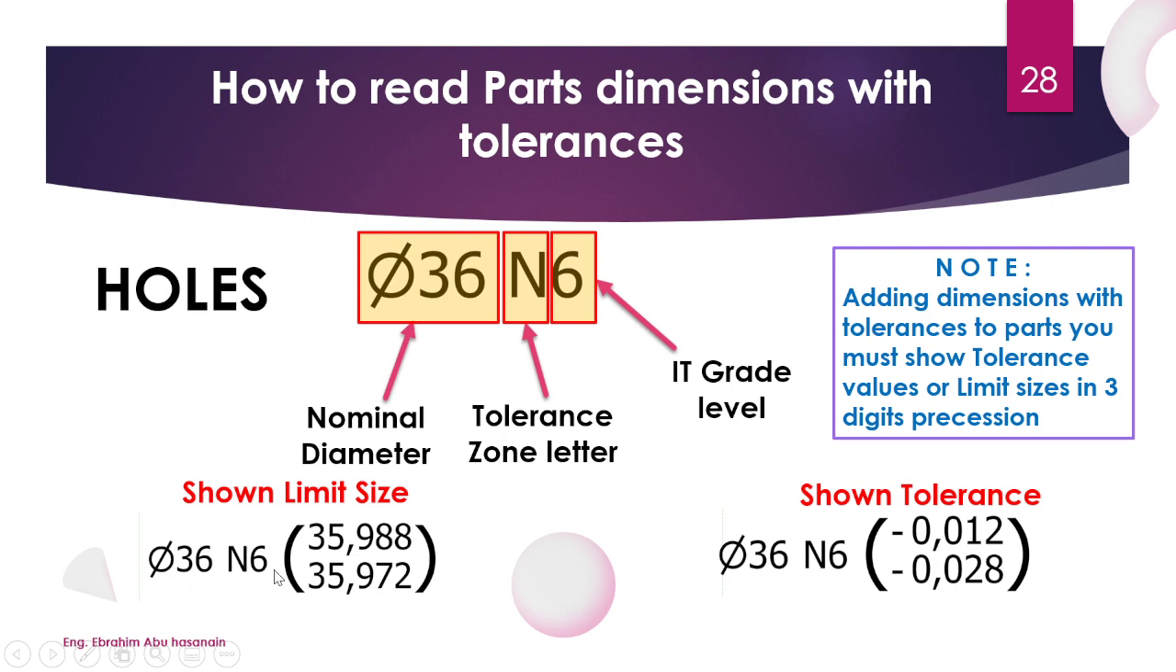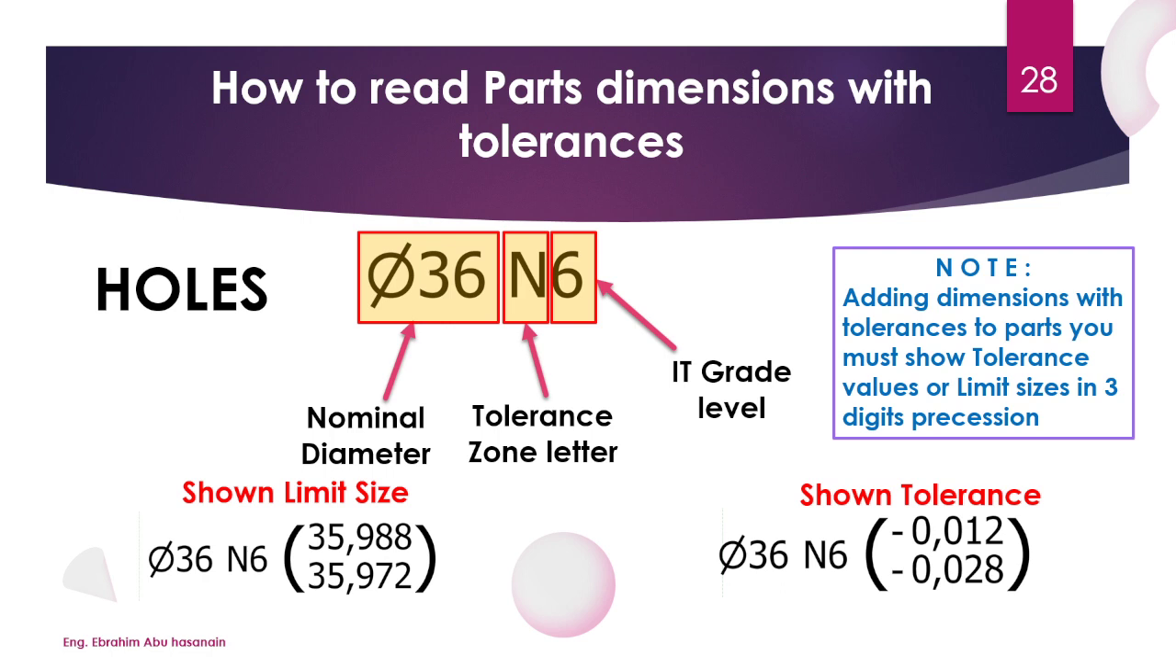36 M6 is not enough for a detailed part drawing, because anybody who will produce this part will not go to the tables and find how much the M6 is, etc. You have to put the maximum size and minimum size for the part, or the tolerance. You have to show them in your drawing.